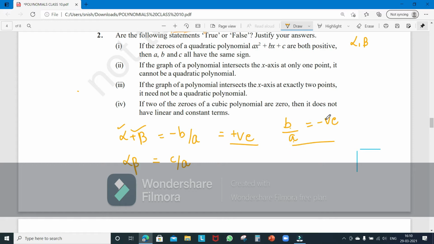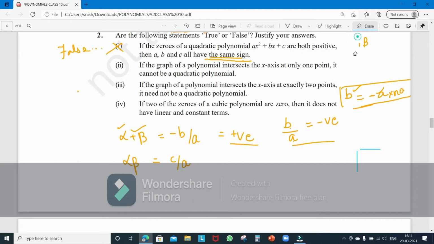Now if b by a should be negative, let us make it like this: b equals negative of some number into a. By this you will get to know that b and a are not of the same signs, but they said that all have the same signs. So this is wrong. It's a false statement. If the zeros of the quadratic polynomial are both positive, then saying they have the same sign is wrong, because we have proved it here.